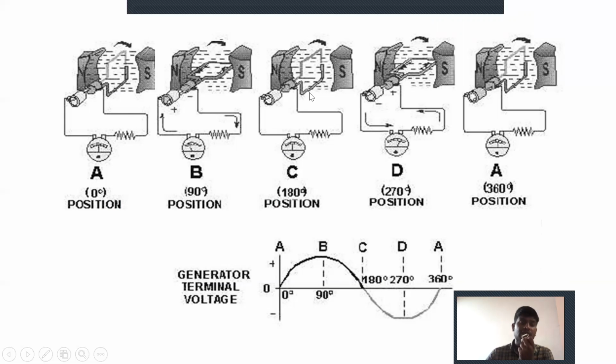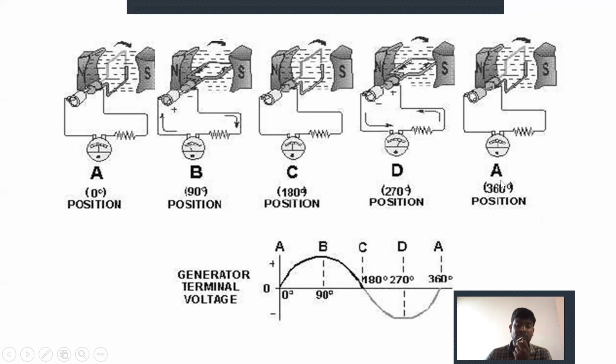Coming to C, it is moving from 90 to 180 degrees, coming back toward the initial position. That's why there is also a minimum amount of flux linkage. Coming to the next position D, 180 to 270 degrees, the coil cuts the flux lines. So due to that, they induce the EMF.